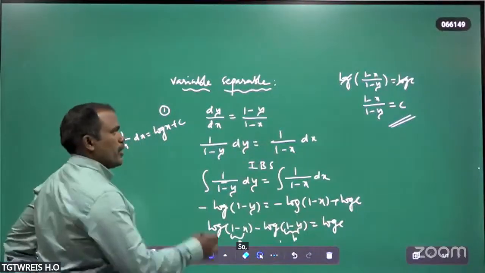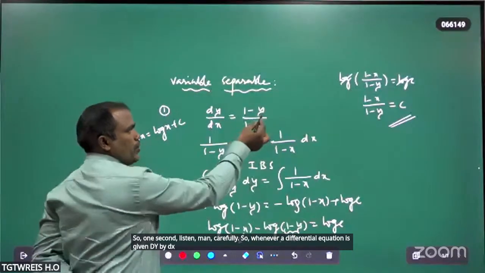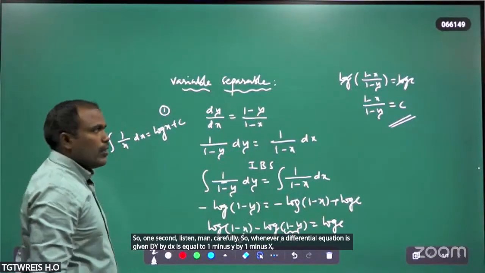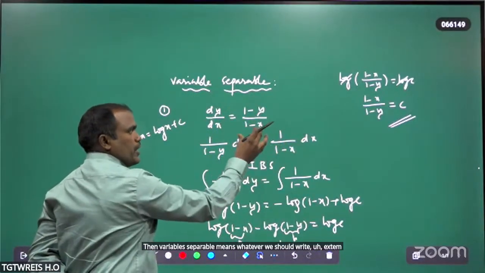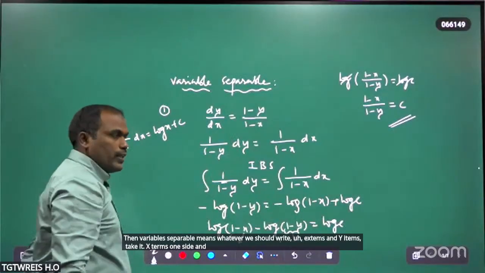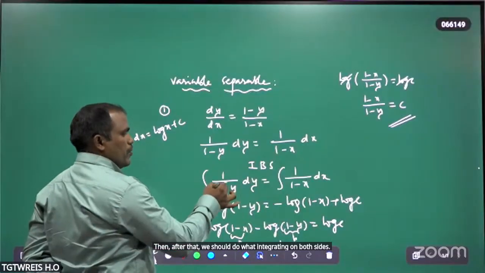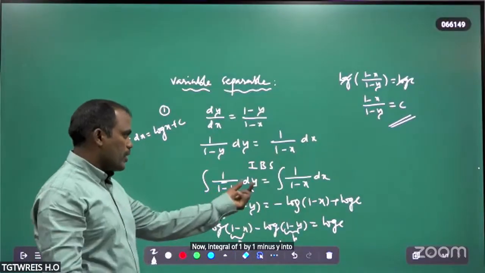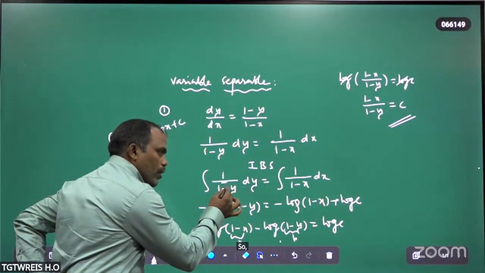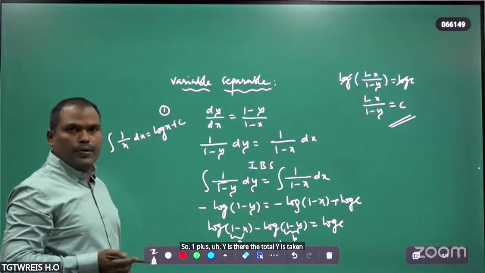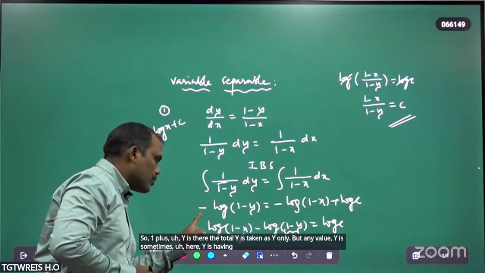So once again, listen carefully. Whenever a differential equation is given, dy by dx is equal to 1 minus y by 1 minus x, then variable separable means we should write x terms on one side and y terms on one side. After that, we integrate on both sides. Now integral of 1 by 1 minus y into dy equals integral of 1 by 1 minus x into dx. The total 1 minus y is taken as y only, but if y has a negative sign, you should write negative.